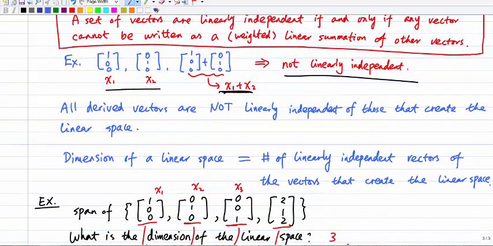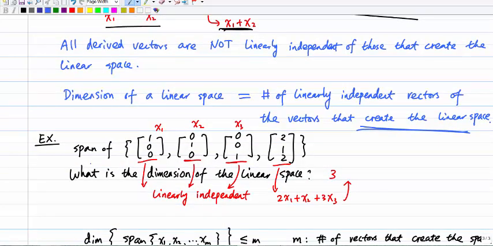So the dimension of a linear space is the number of linearly independent vectors among those vectors that created the linear space. So we only need to verify the number of linearly independent vectors among the vectors that created the linear space. For example, say I give a linear space which is the span of x1, x2, x3, and x4. x1, x2, x3 are linearly independent, and x4 is derived from them, which is 2x1 plus 2x2 plus x3. What is the dimension of the linear space? It's just 3, because x1, x2, x3 are linearly independent, but x4 is not, since it is created by the other 3 and depends on them. So the maximum number of linearly independent vectors is just x1, x2, x3, all 3.